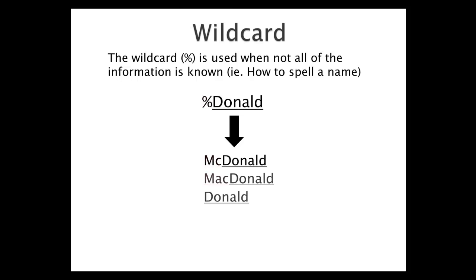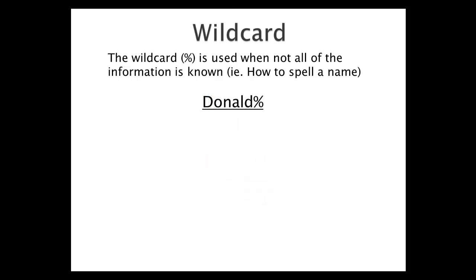In this case, the % symbol acts as an unknown prefix. If you key in the % symbol after the name, you will have the following results: Donald and Donaldson. In this case, the % symbol acts as an unknown suffix.